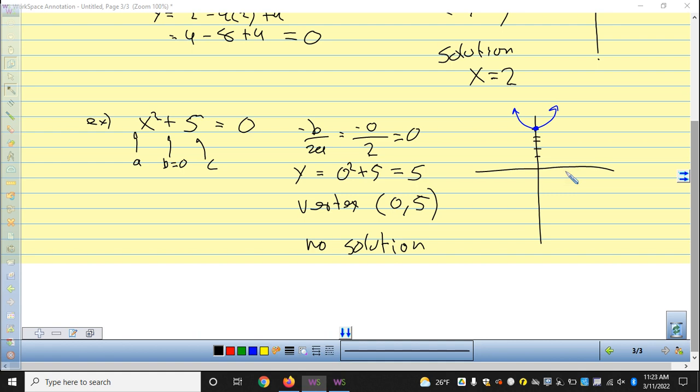All right, so questions on our graphing? Yes? Because it doesn't cross the x-axis. Our solution for this kind of equation is where it crosses the x-axis.